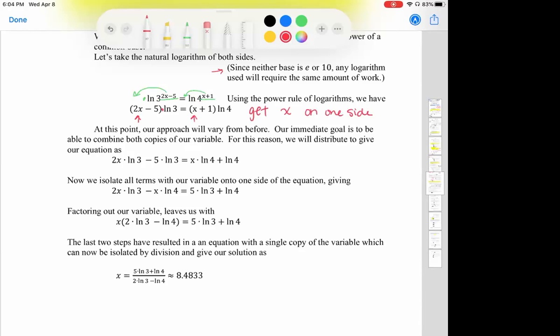Well, this is being multiplied, so I have to multiply it out first. So I must distribute. I have to multiply each one in. Reading from the text, at this point, our approach will vary from before. Our immediate goal is to be able to combine both copies of our variable. For this reason, we will distribute to give our equation as 2x times ln of 3, right? Because we're multiplying that 2 and the ln of 3, minus 5 ln of 3, we multiplied ln of 3 by 5, is equal to x ln of 4, we distributed, and plus ln of 4, 1 times ln of 4.